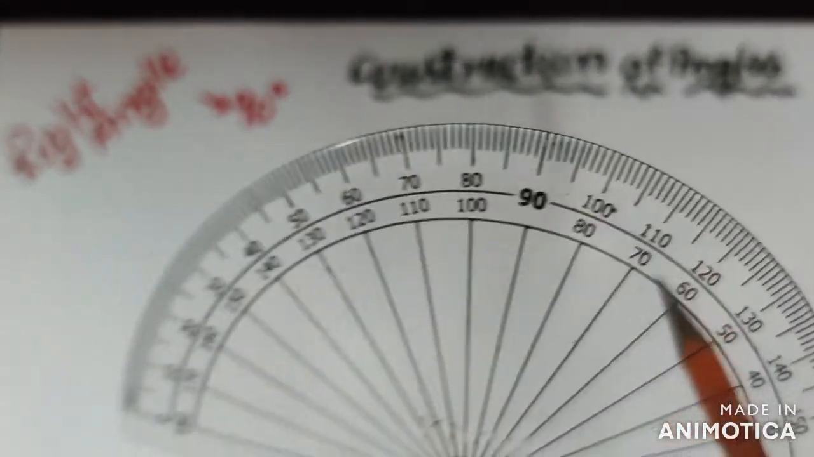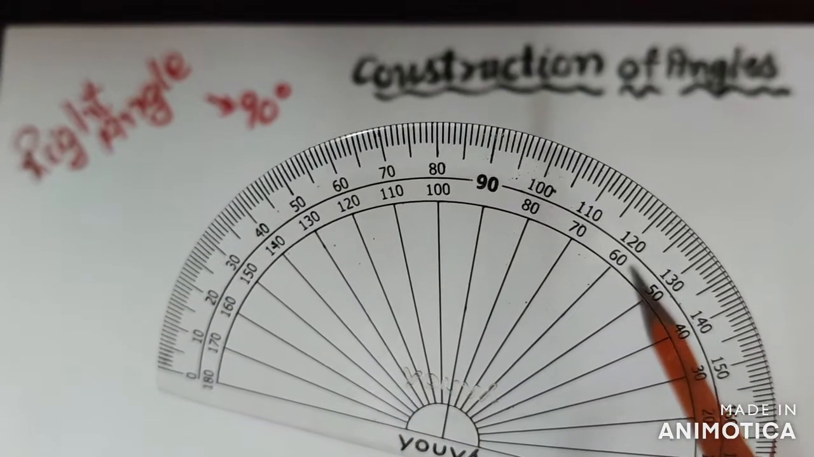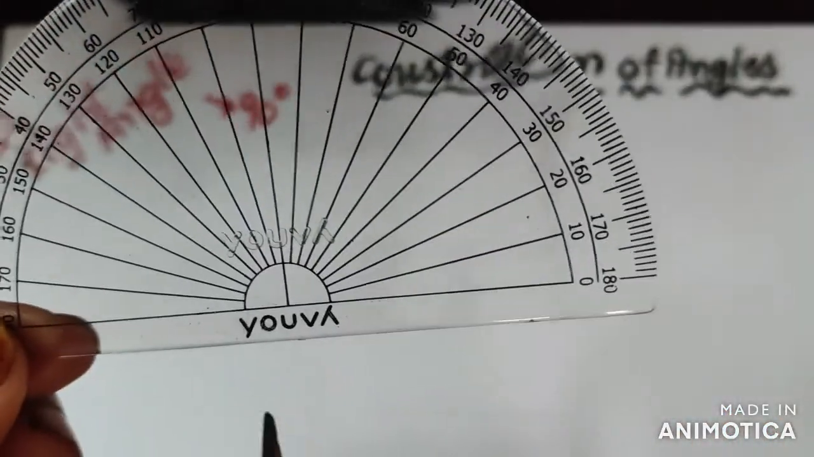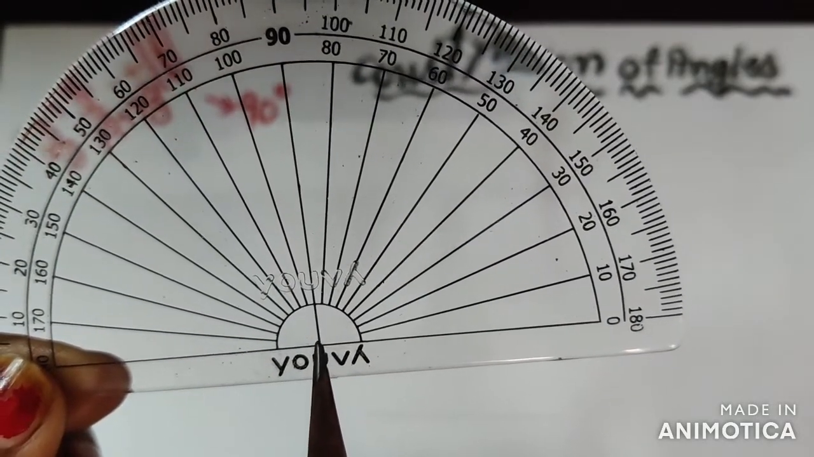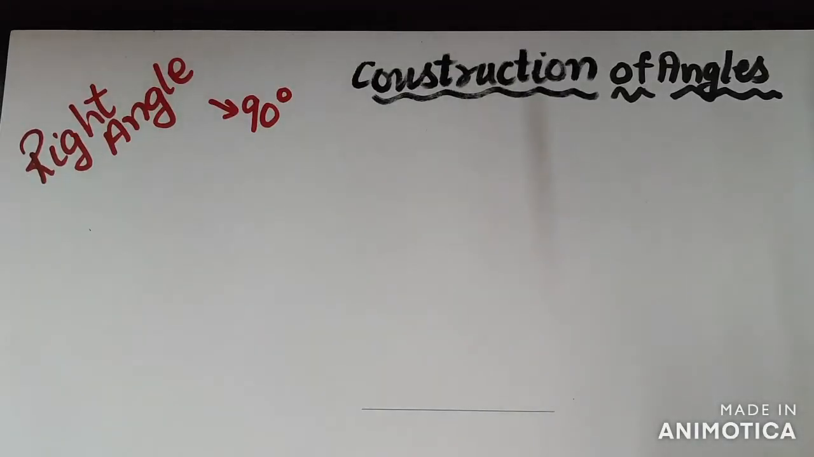So now I am going to tell you how to construct the angle of 90 degree. In the protractor you will see this is the center point, right children? This is the center point. Now for constructing the angles, first I am going to take the right angle, that is 90 degree angle. How will you draw it?